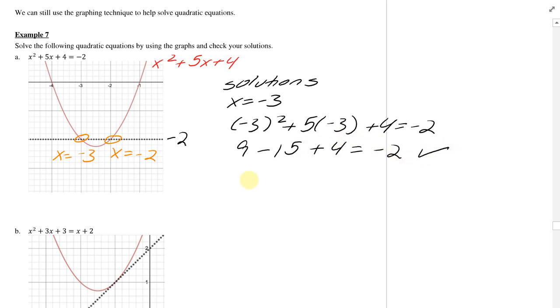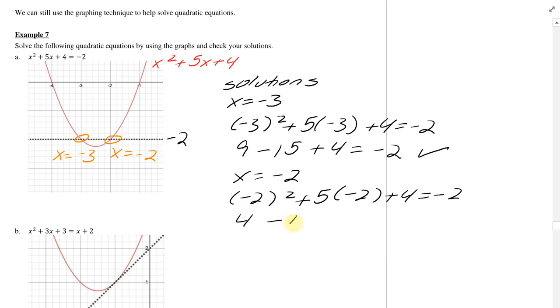So now let's check the other one. The other one was x equals negative 2. If I plug that into the equation, it'll look like this. And if I solve this, I get 4 minus 10 plus 4, so that definitely also equals negative 2. So these two solutions I found just by using the graph.